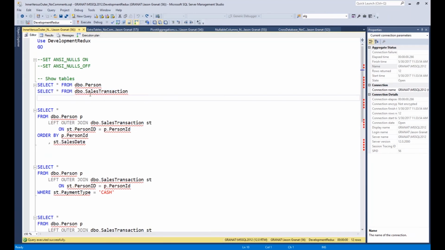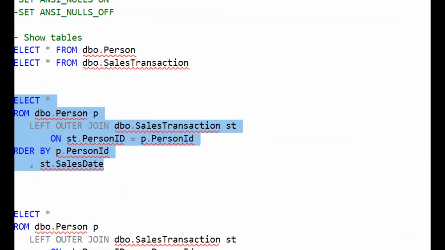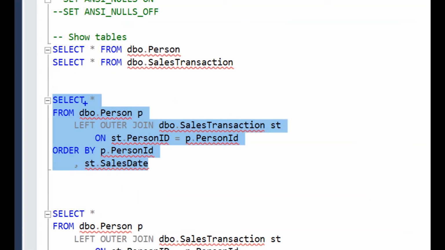So let's take a look at just a quick piece of SQL here, right? So I've got my person table. I'm going to return everything from person, and I'm going to left join my sales transaction table. So I'm joining on my person ID. There's not really anything special going on here, right? This is normal, standard, run-of-the-mill things that you've seen before.